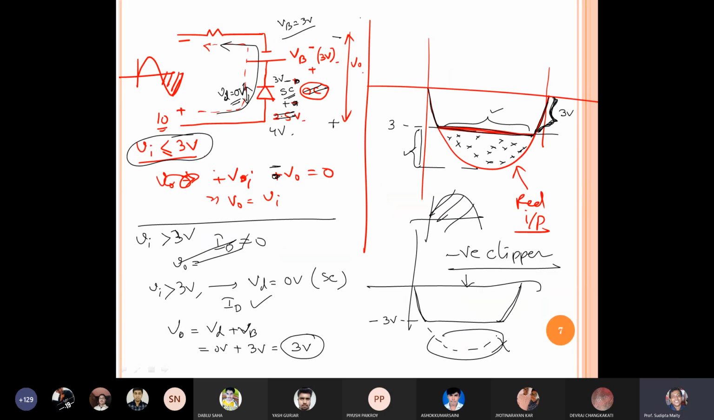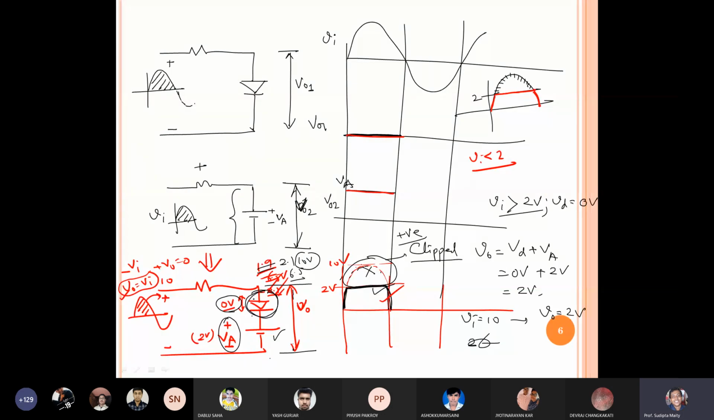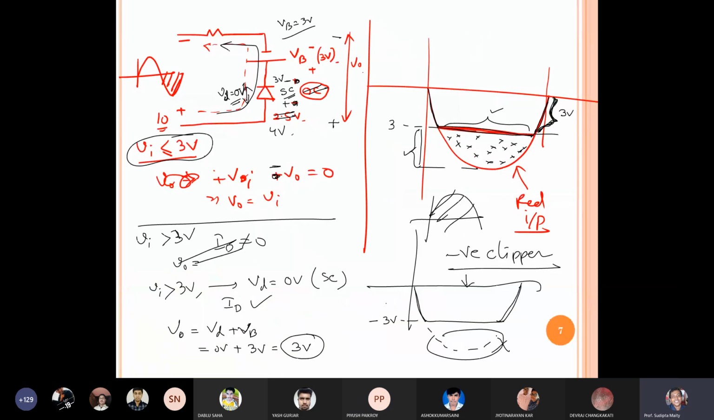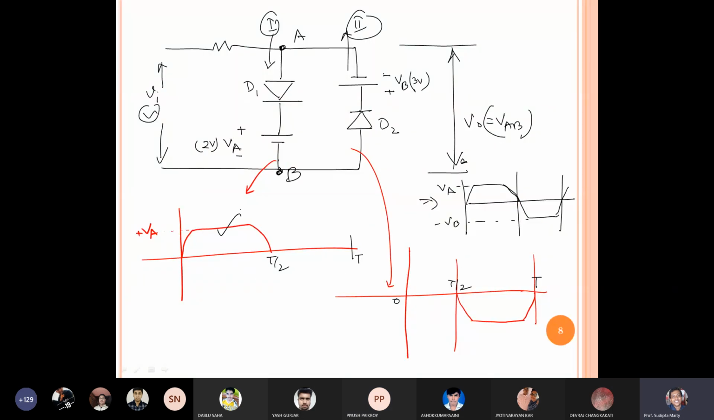You check. It is circuit 1. Agree? Yes or no? This circuit is circuit 1. Agree? And for circuit 1 I am getting this kind of output. Agree? Positive clipper. Agree? Yes sir. Okay, wait a moment. So that's why I got the positive clipper. So that's why I showed it with an arrow like this.